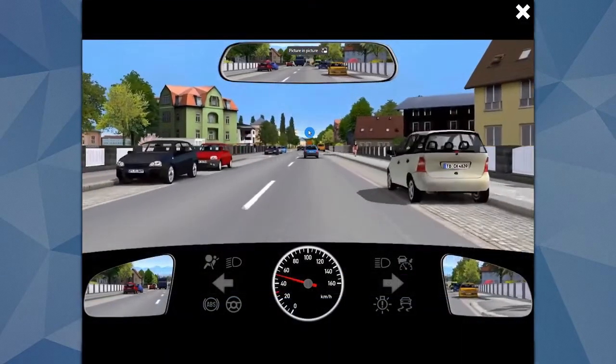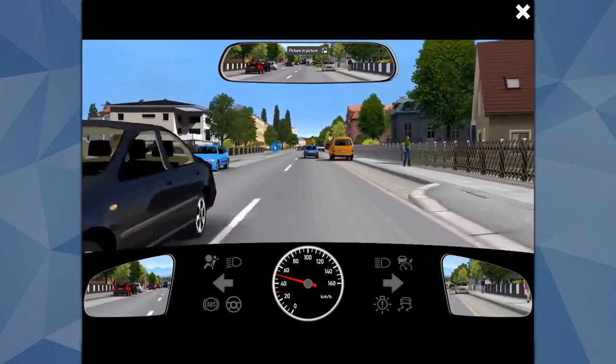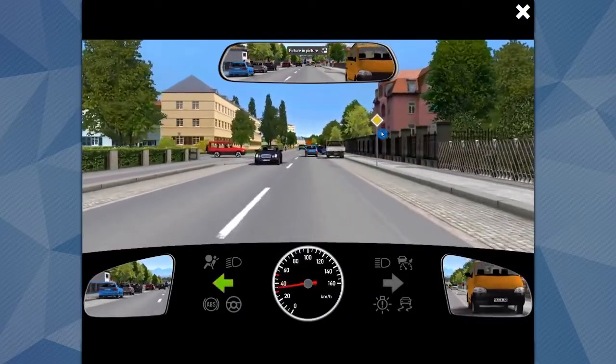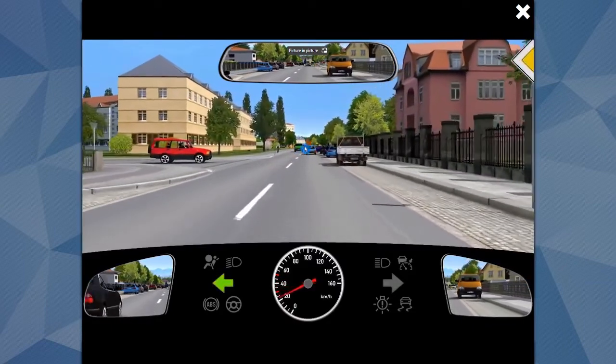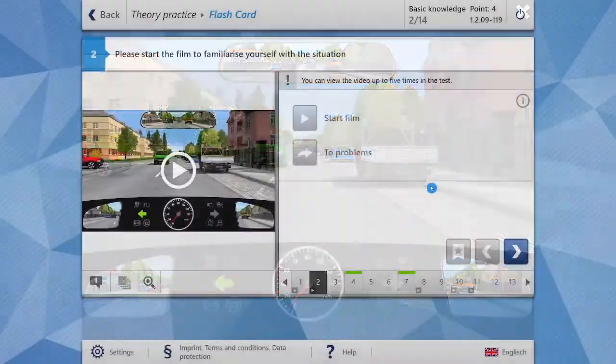Let's watch it again so that you don't miss anything. Always look at your right. Also look at your left. There is nothing on your left. There is nothing on your right. You are on a priority road. There is a green car. There is a cycle. There is a red car.